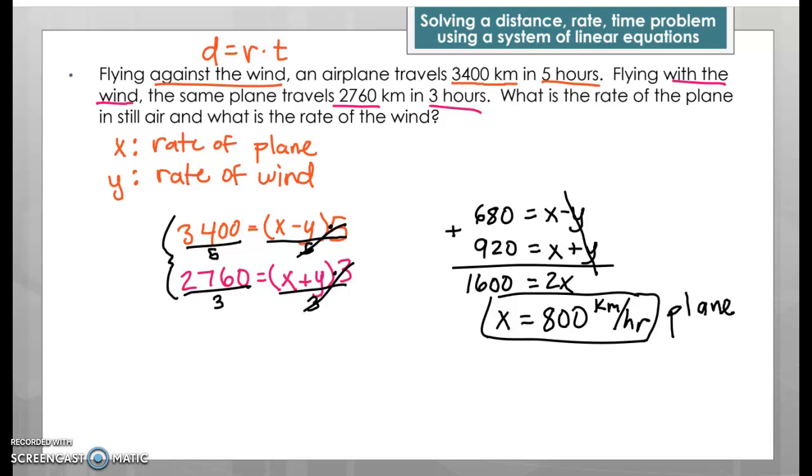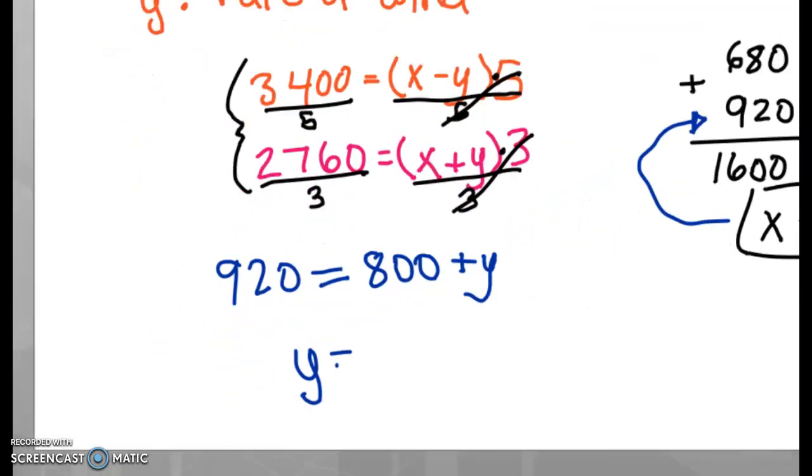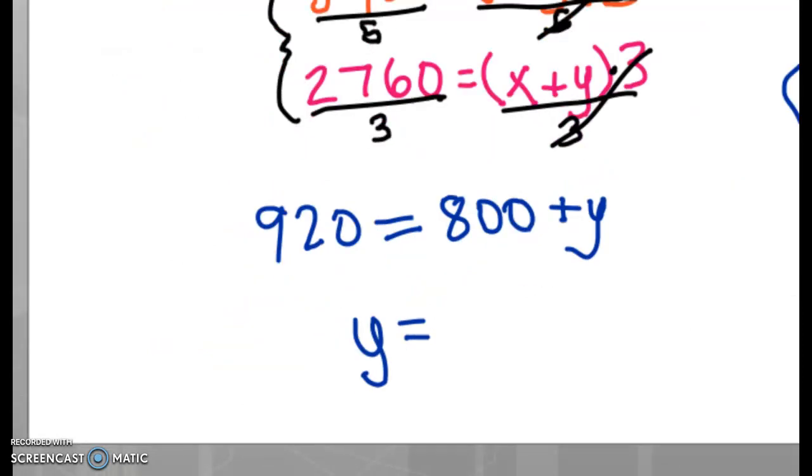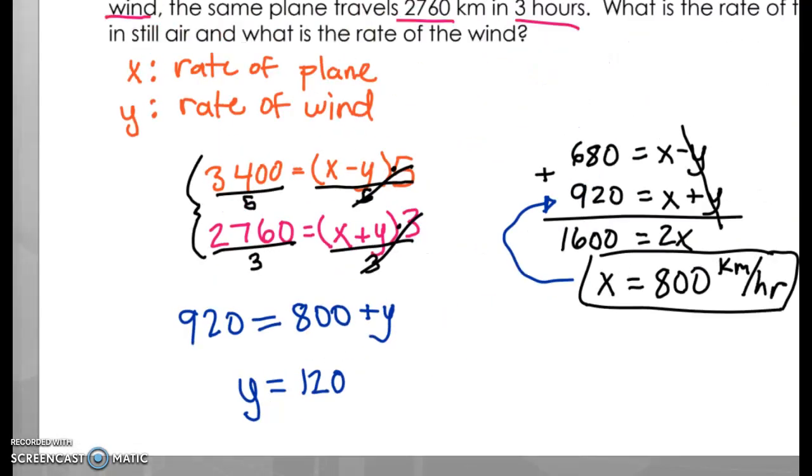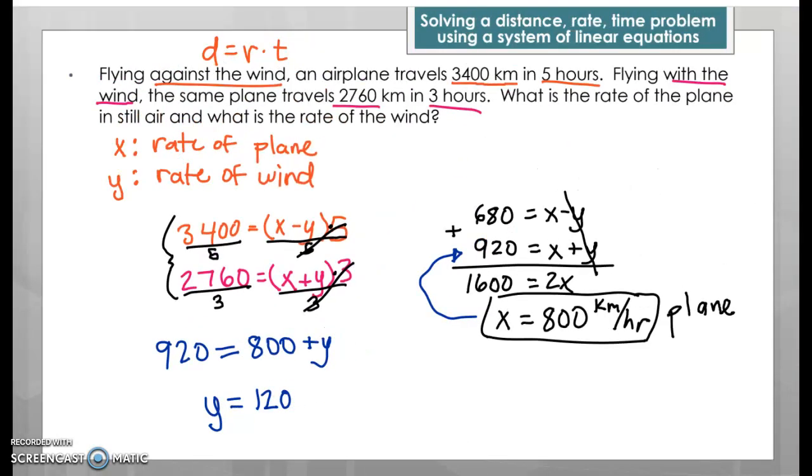Now, I can go ahead and plug this rate back into this equation here to get y. 920 equals 800 plus y. So I subtract 800 from both sides, and I get y, or the rate of the wind, the speed of the wind, is 120 kilometers per hour. And that's the rate of the wind. So this is how we do distance, rate, and time problems with systems of equations.